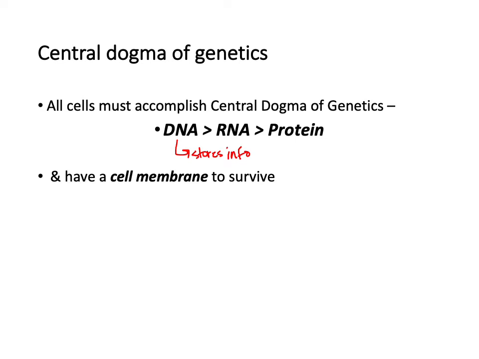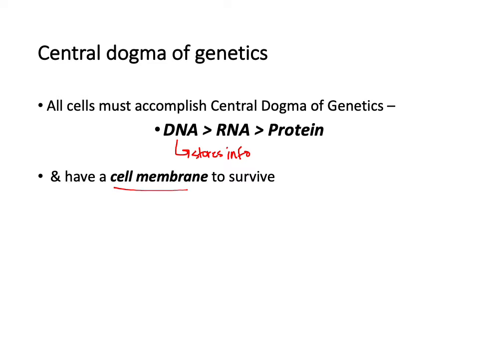And being able to perform this kind of series of reactions or series of processes in the cell, as well as having a cell membrane, is crucial to allowing a cell to survive. Okay, so the cell is the basic unit of life. Cells are required to be considered a living thing. They have to have DNA that can be transcribed into RNA, that can be made into proteins. They have to have a cell membrane.